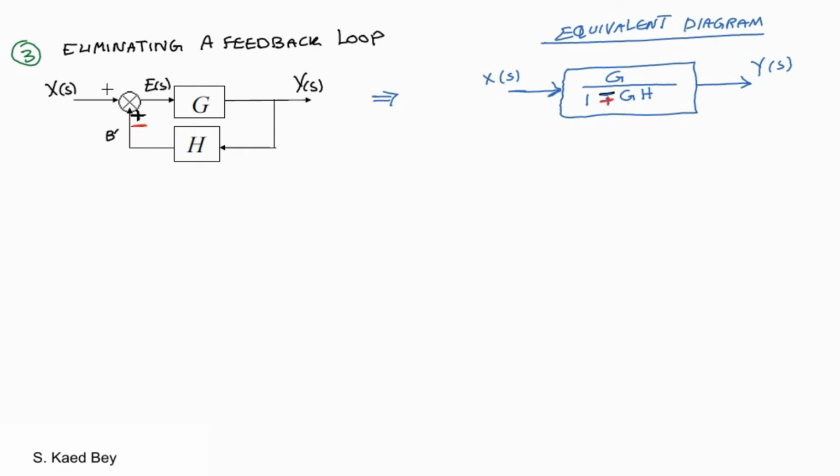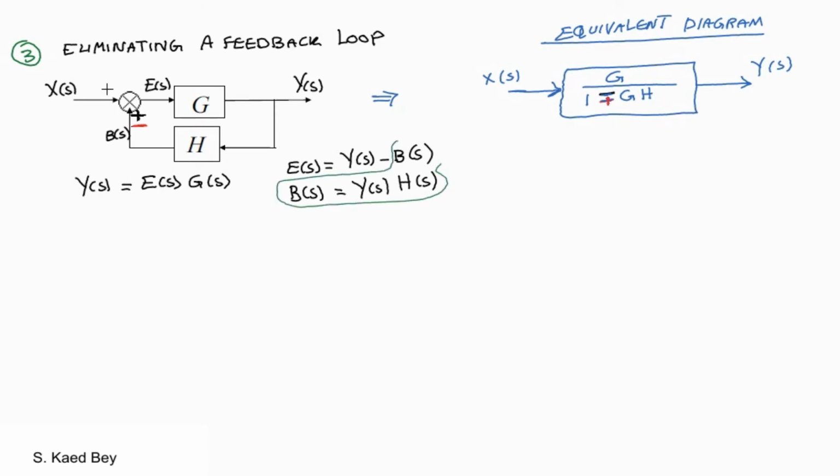The proof for this is simple. First, express the output y in terms of the error times g. Then simply find the expression of e in terms of the x and b as shown. Simply replace the value of e into the first expression and rearrange.